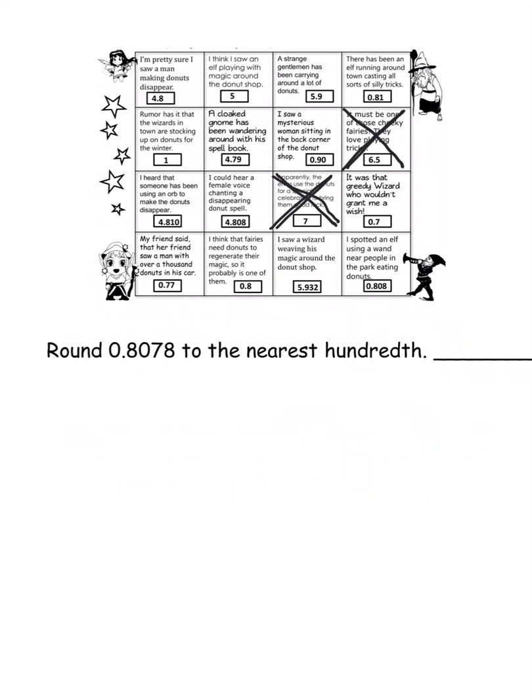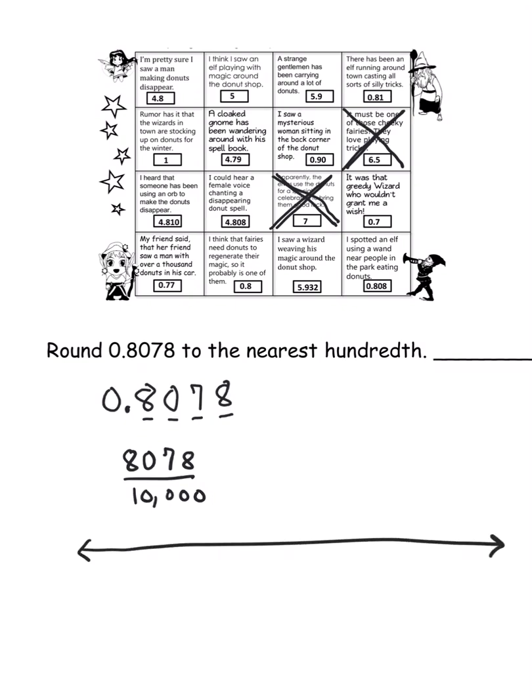Okay, this is the last one we're going to do together. We're going to round this number to the nearest hundredth. Now, this number actually goes past the tenths place, past the hundredths place, past the thousandths place, and actually goes to the 10,000ths place. So this number would be read 8,078 10,000ths. So we need to round it to the nearest hundredth.